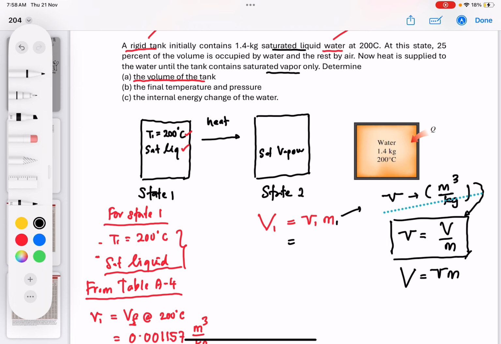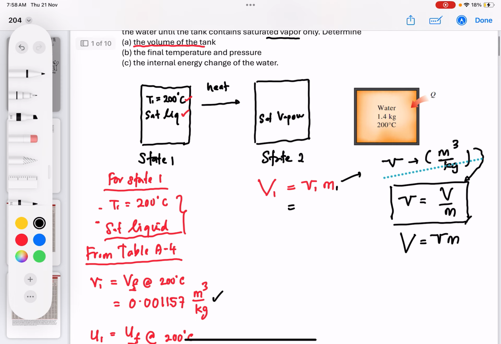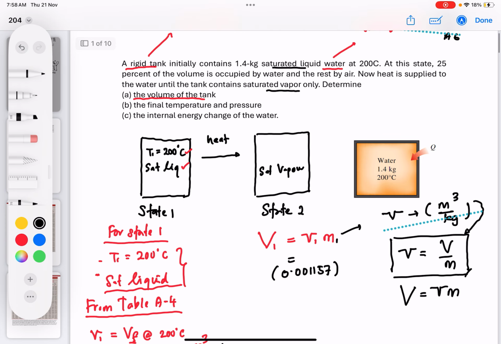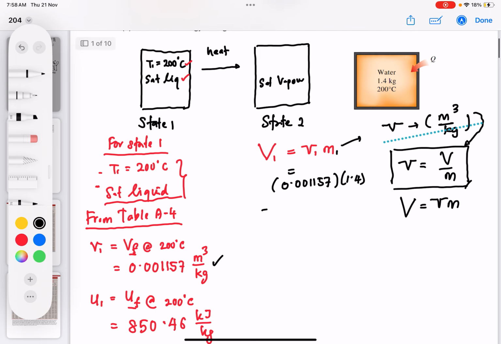Here the specific volume, which is from here, equals 0.001157, multiplied with the mass, which is given in the question, 1.4. Then I'm going to get the value of the volume equals 0.006476 meter cubed.